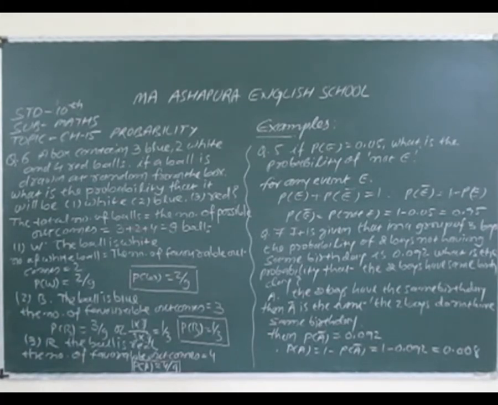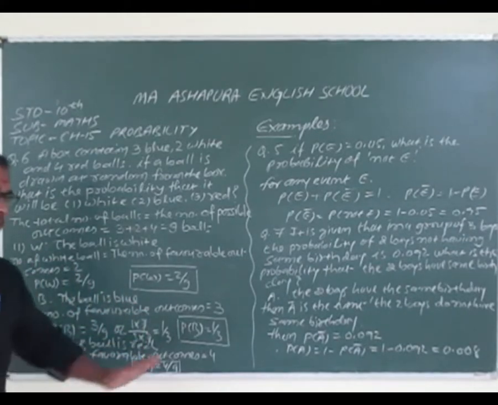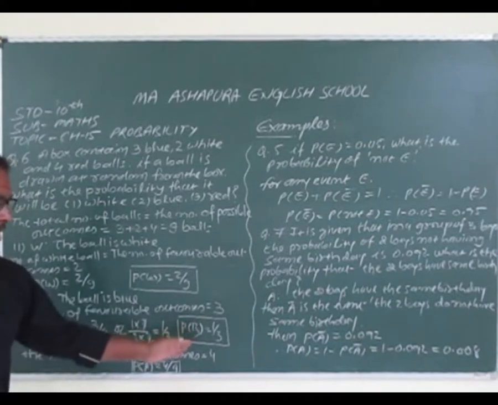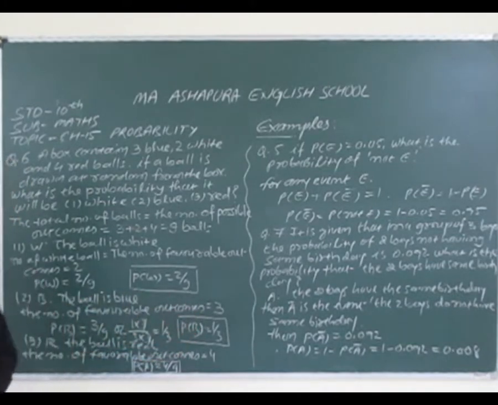But here 3 ones are 3 and 3 threes are 9. So 3 is the common factor which is cancelled out, and finally we get 1 by 3. So P of B, the probability of blue balls, is equal to 1 by 3.